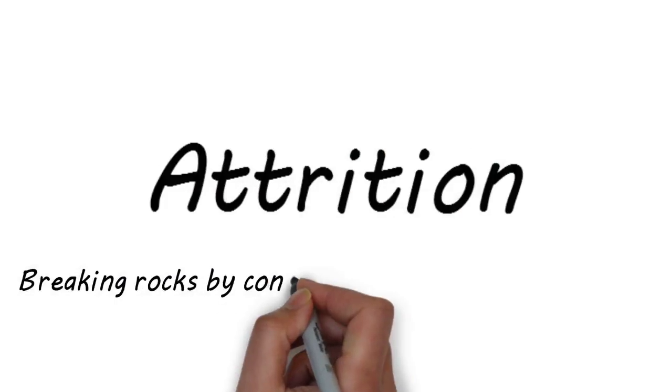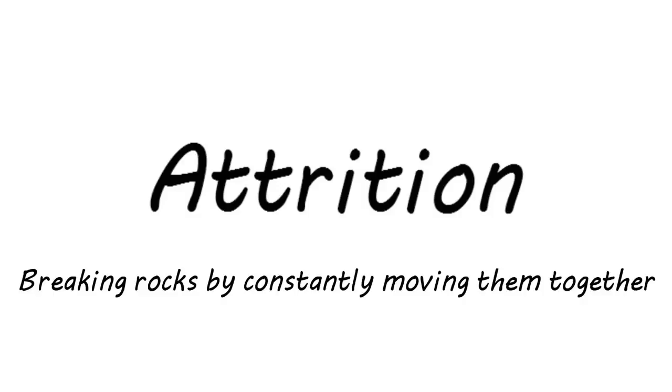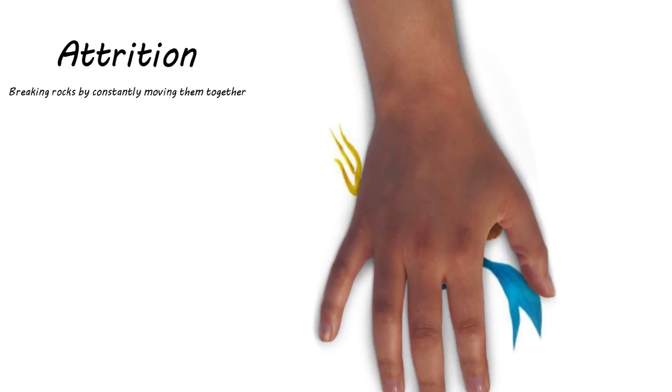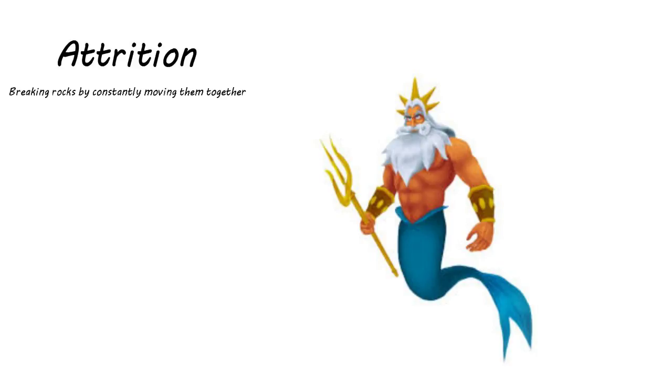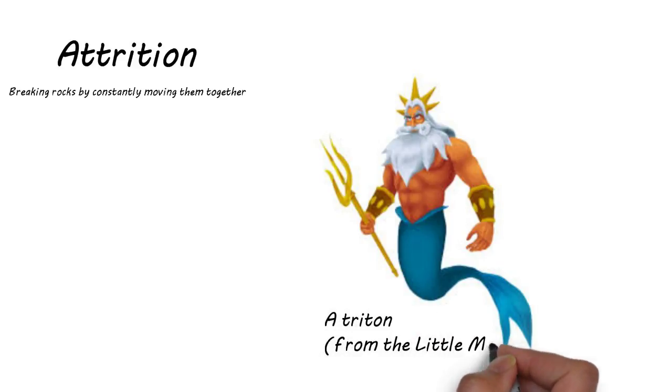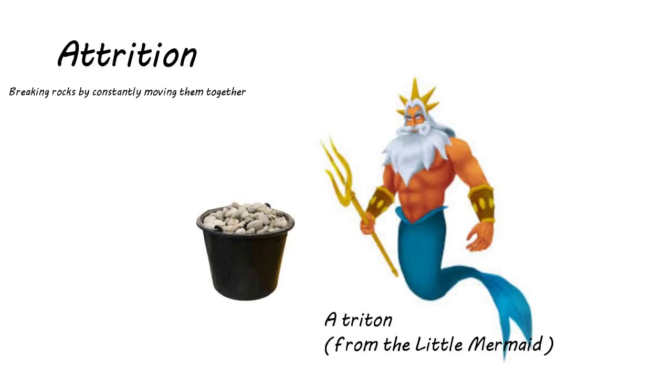Attrition. Breaking rocks by constantly moving them together. The man jumps into the sea for safety. His legs suddenly turn into a fishtail. He has become a Triton, an ancient Greek god. The Triton picks up his trident and uses it to stir a great bucket of jagged stones on the beach. Gradually, the sharp edges wear off and the stones become smoother. Attrition, breaking rocks by constantly moving them together.